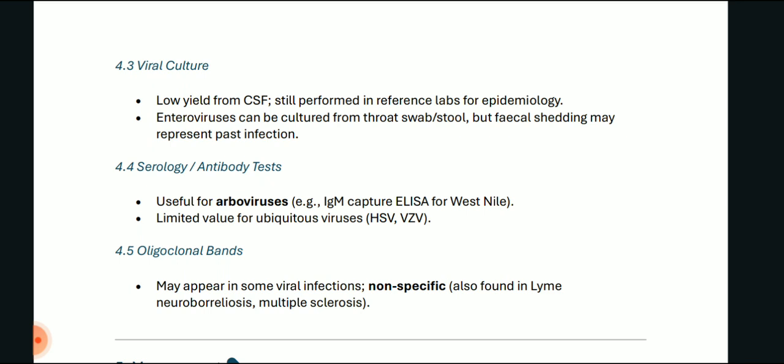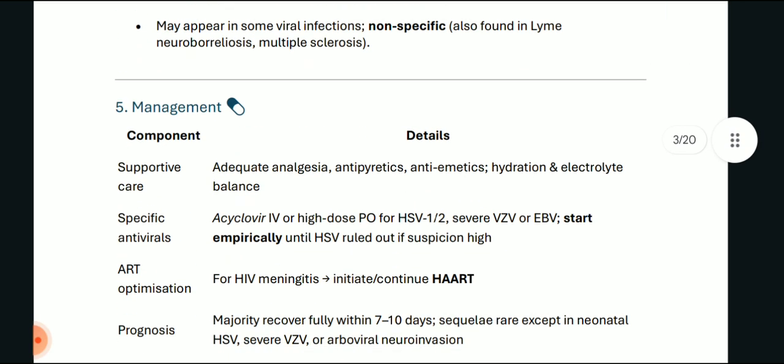Now, serology and antibody tests are useful for arboviruses, like IgM capture ELISA for West Nile, and have limited value for ubiquitous viruses like HSV, herpes simplex virus, and VZV, varicella zoster virus. There can be oligoclonal bands which may appear in some viral infections. These are non-specific and are also found in Lyme neuroborreliosis and multiple sclerosis.